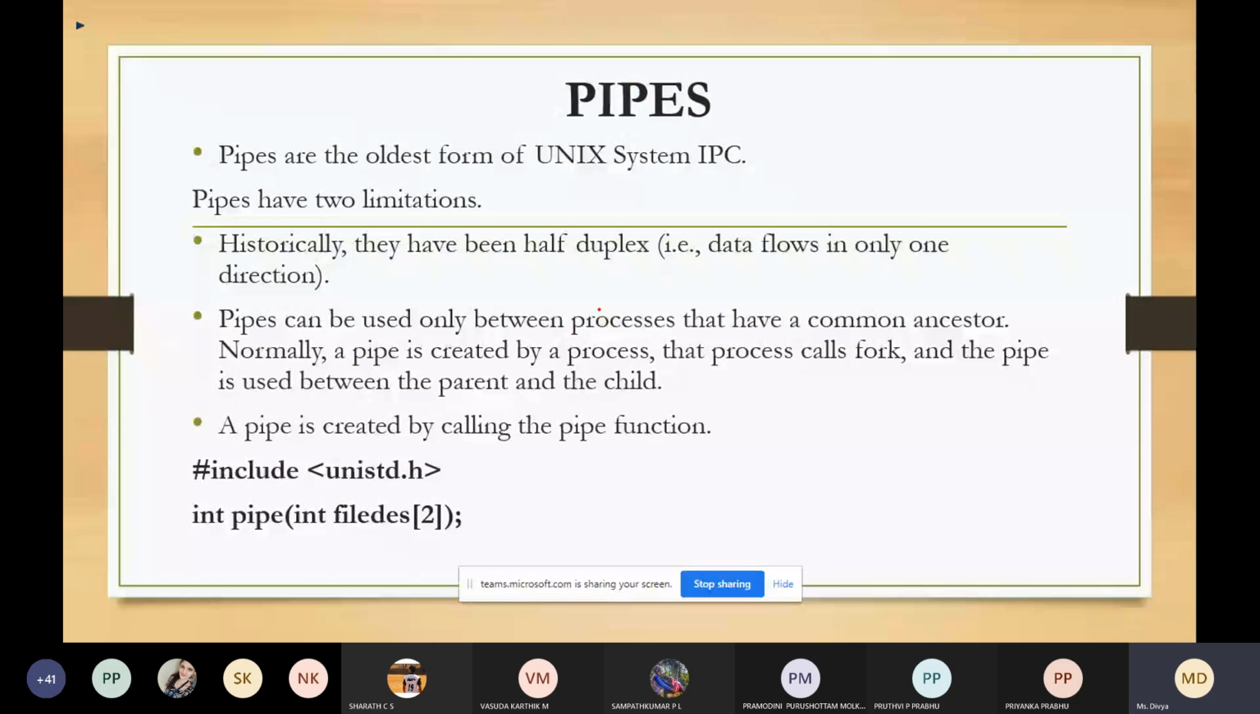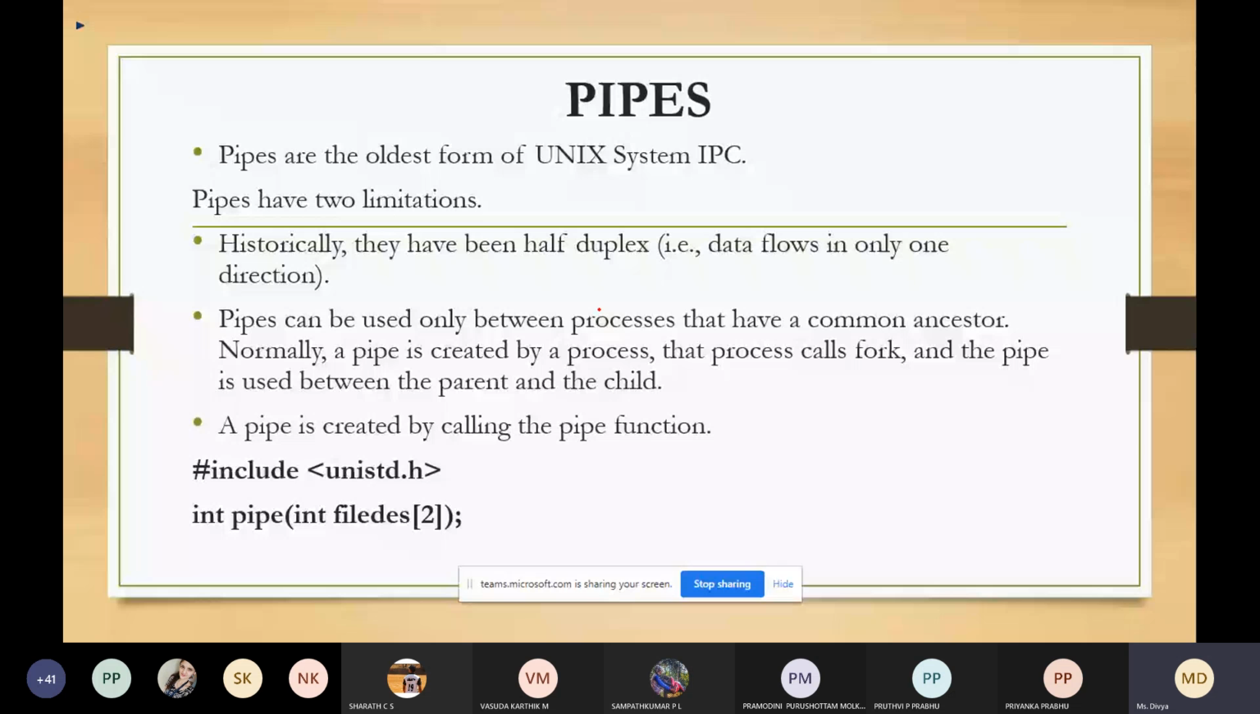So let's start discussing the concept of pipes. Pipes are the oldest form of Unix inter-process communication, and they are provided by all versions of Unix systems. Pipes have two important limitations. First, they are half duplex.